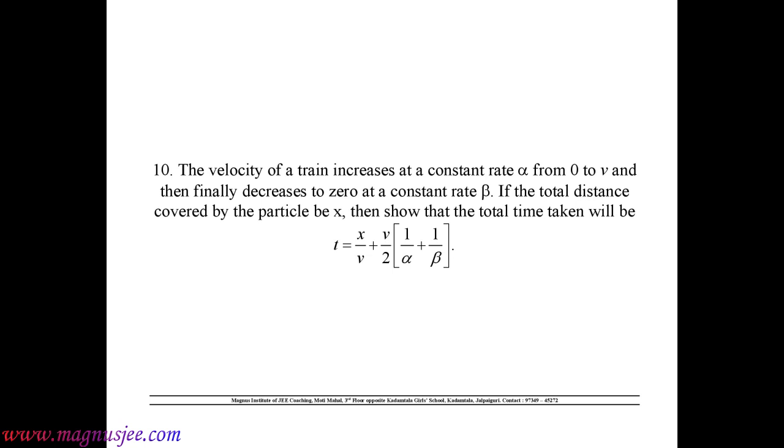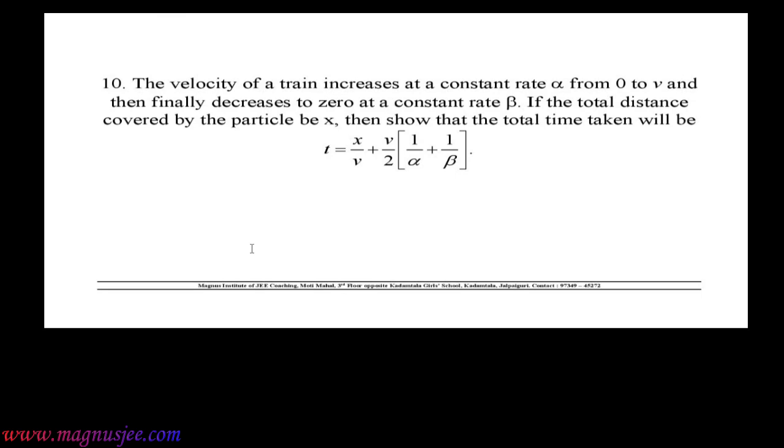Numerical number 10. The velocity of a train increases at a constant rate alpha from 0 to v and then finally decreases to 0 at a constant rate beta. If the total distance covered by the particle be x, then show that the total time taken by the train will be t equal x by v plus v by 2 bracket open 1 by alpha plus 1 by beta.